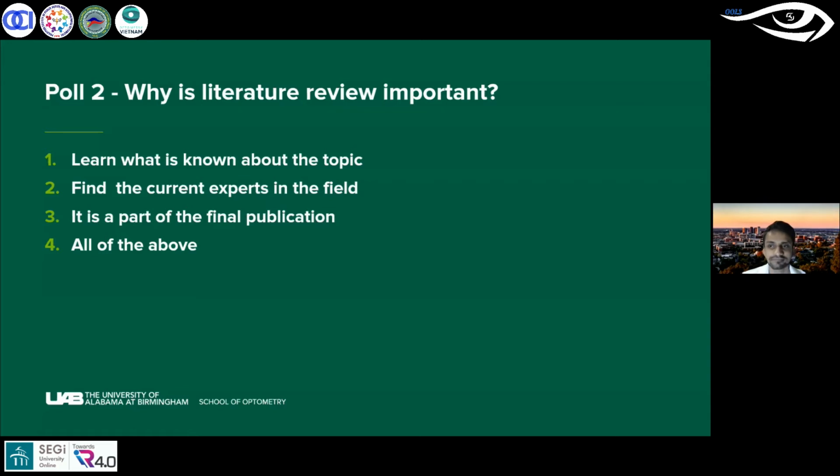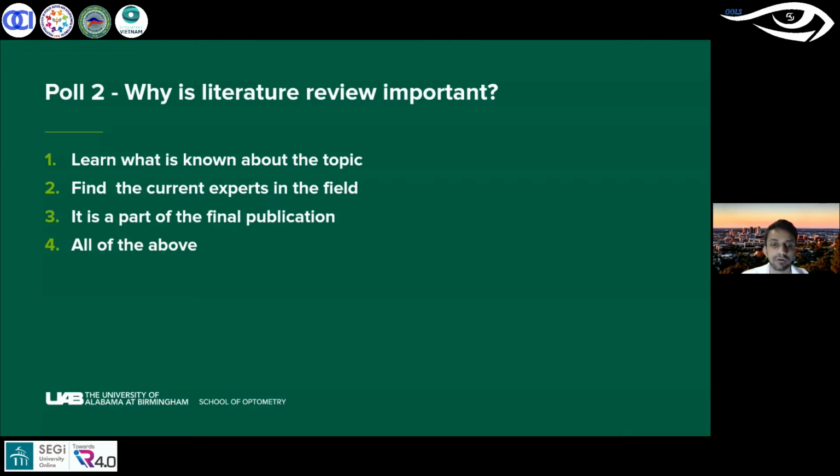Keyur, about 63% think that it is important for all of the above reasons mentioned, and 30% think that what is important is that we need to know what is known about the topic. So that's the understanding of the audience. That is an excellent answer. I guess you guys are already experts at how to start with the research. So yes, primarily it's all of the above.